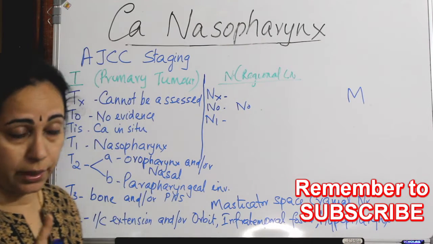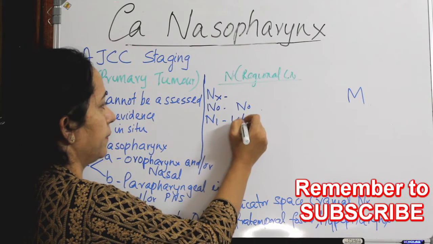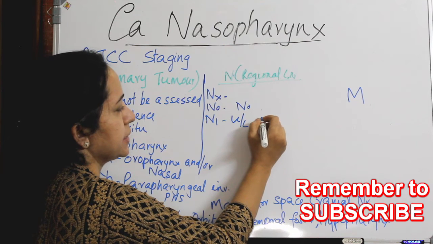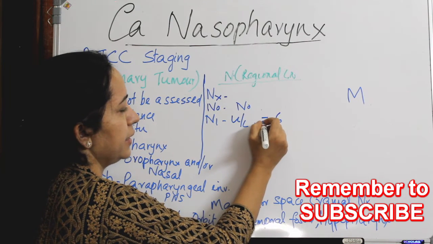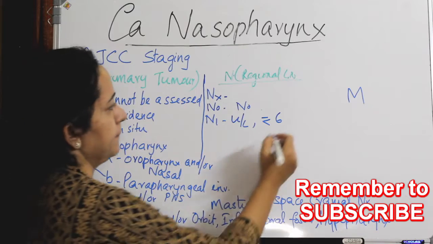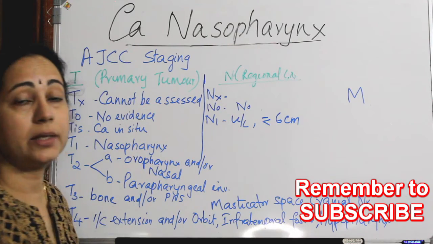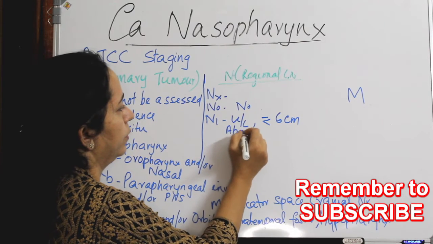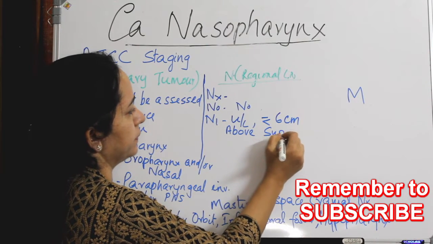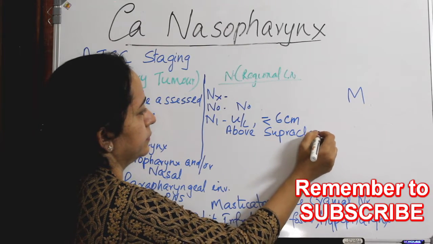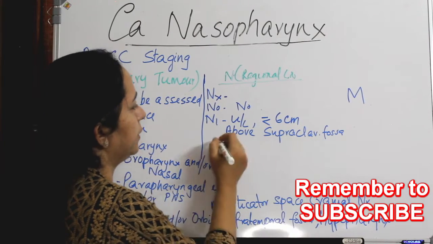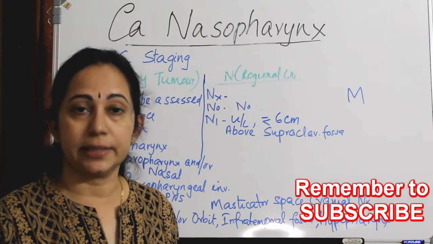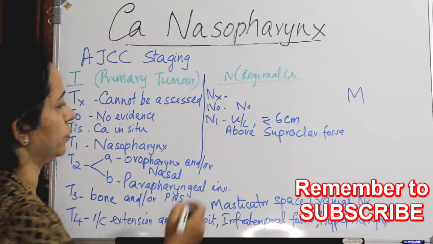N1 is unilateral metastasis, 6 cm or less. It should be either 6 cm or less than 6 cm in greatest dimension, and it should be located above the supraclavicular fossa. Okay, so then it becomes N1, unilateral, 6 cm or less in greatest dimension and above the supraclavicular fossa.